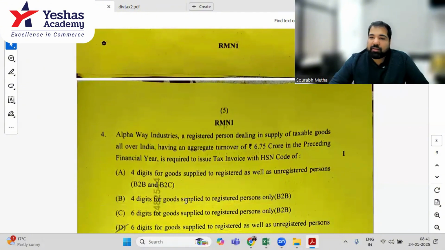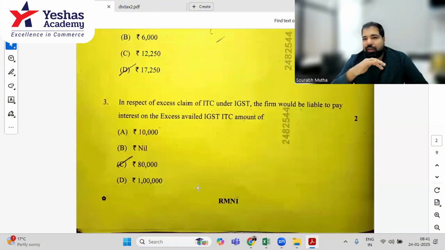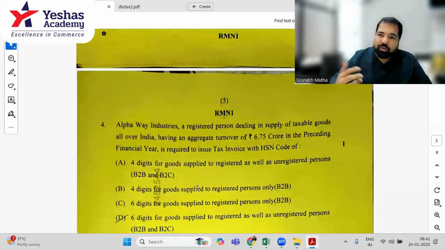Alpha Bay Industries, very, very simple. Let's also see the first 3 ones. They were not very difficult. They were not very easy. They were medium scale. This one is very, very easy. So ICAI tries to balance it. It's a roller coaster ride, but some questions like this are very simple.